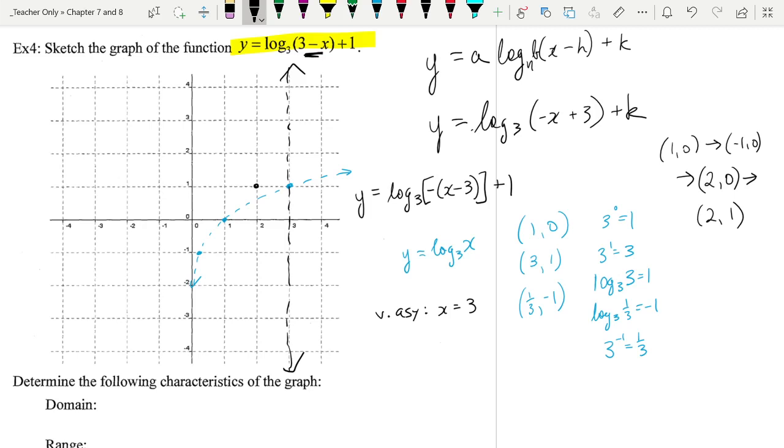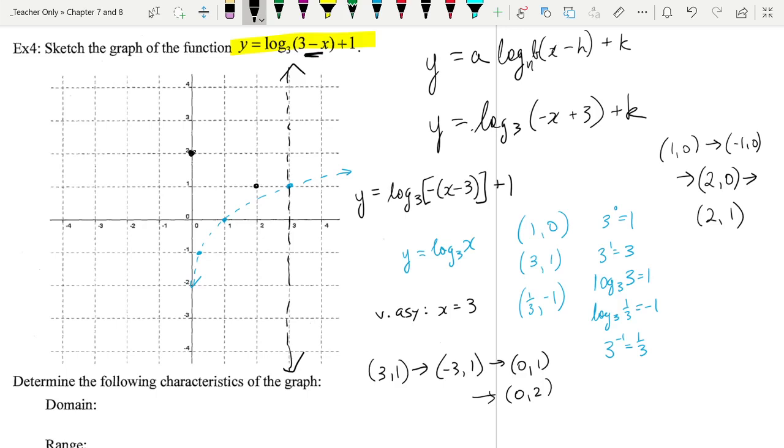All right, let's do another point. 3, 1. So I start with the point 3, 1. What do I do with it? 3, 1 gets reflected in the y-axis, so the x value is now negative. Then it gets moved 3 units to the right, so that's actually going to take that to 0. Then it gets moved 1 up, so it's going to be 0, 2. So 0, 2. There we go.